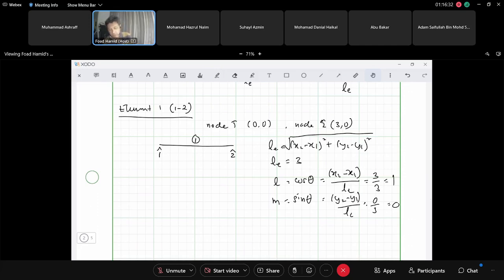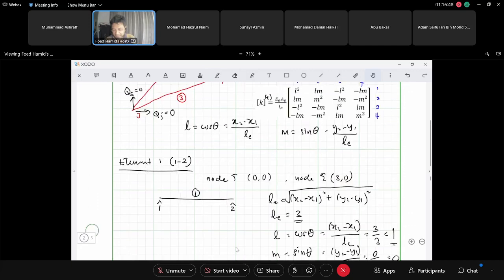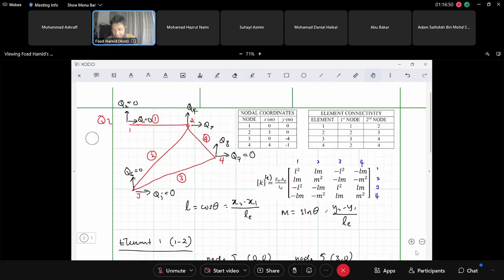So we know what is our length of the element, our cos theta, and our sin theta. What is next? Oh, man. All right. How do we go about this?